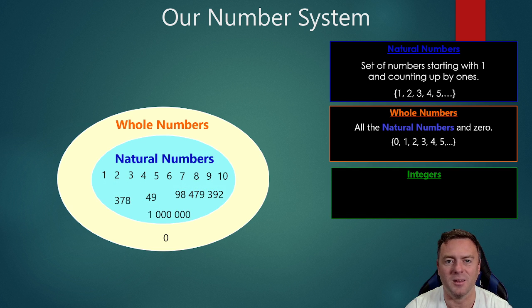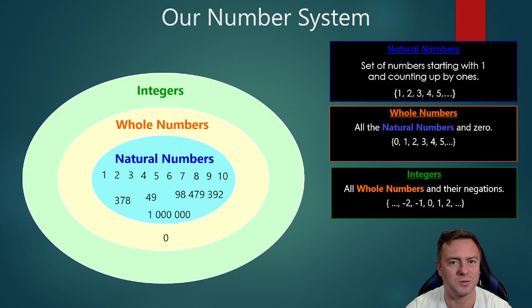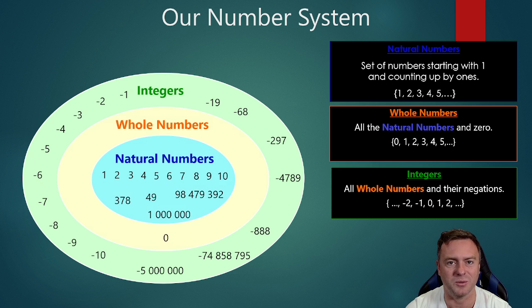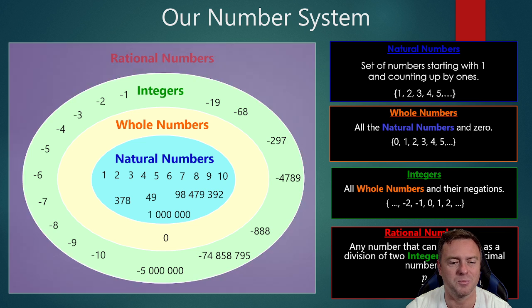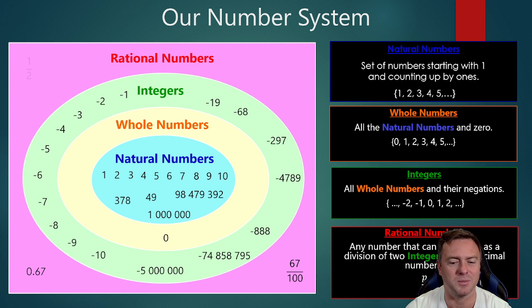Then on top of that, you have a thing called integers, which are all the whole numbers and the negative versions. So it includes 0 and goes all the way down to negative infinity, but they have to be whole numbers, right? Which drops all those. And then the last type is rational numbers, which are basically any number that can be written as the division of two numbers, which is pretty much all the decimal numbers that you can think of.